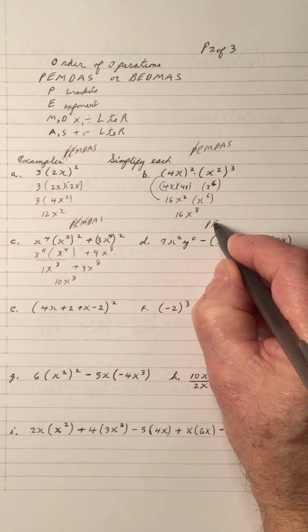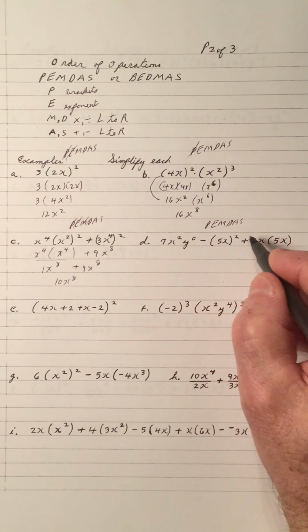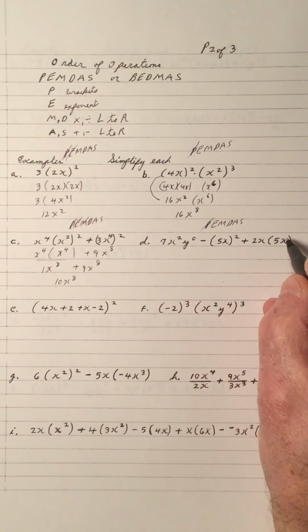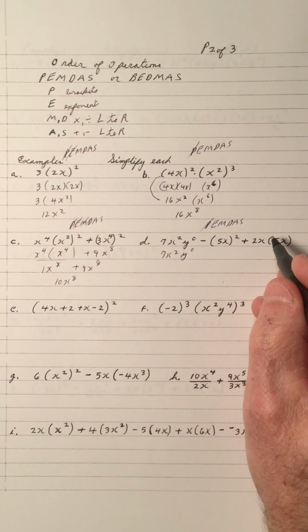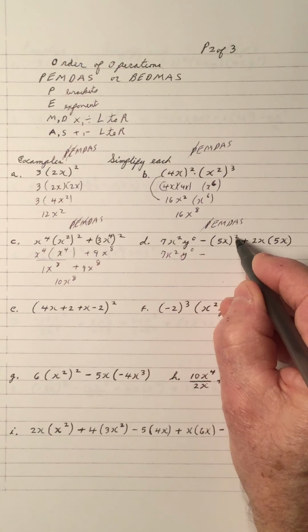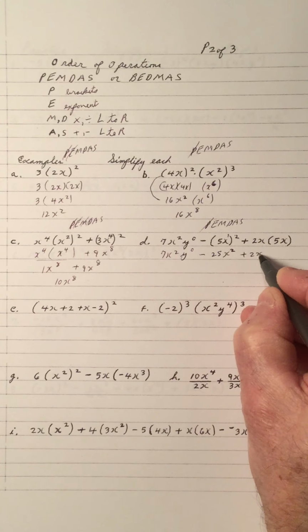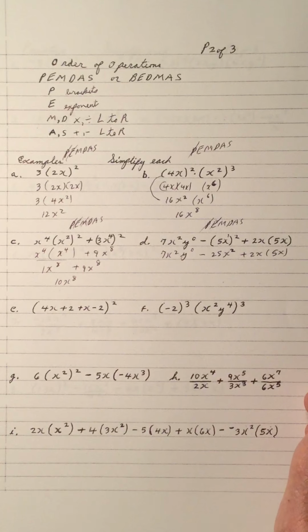D, PEMDAS. Here we go. We have to do the inside of the brackets, but the inside of the brackets is already done, so that's okay. So we have to do our exponents, this one first. So we write down 7x squared y to the 0, subtract 5x squared. 5 squared is 25, and x times x is x squared, where that's a 1, 2 times 1 is 2. So notice I did my exponent first. Now I'm ready to handle the rest of the problem.